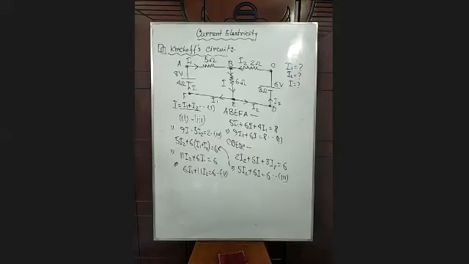Solve these two. And if you multiply equation 4 by 11 and 5 by 5, then you can get the value of I1. Multiply equation 4 by 11 and equation 5 by 5. You will get the value of I1.